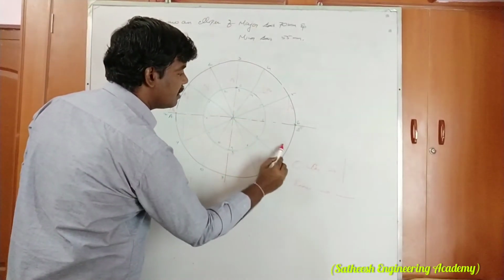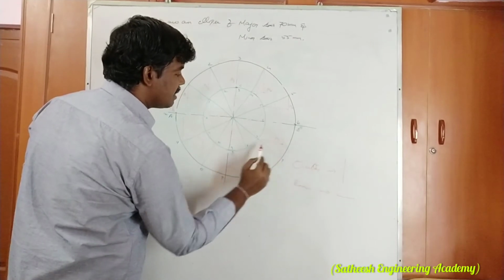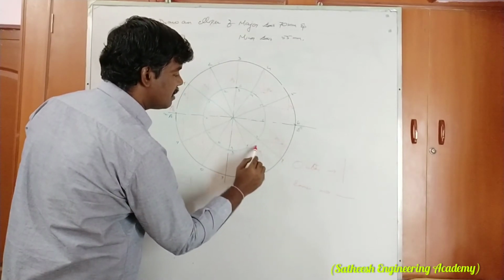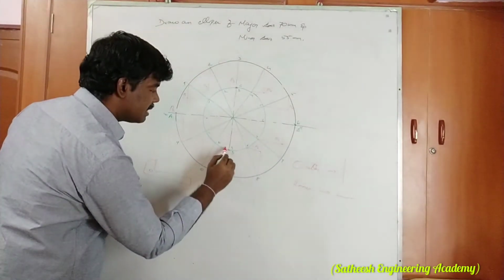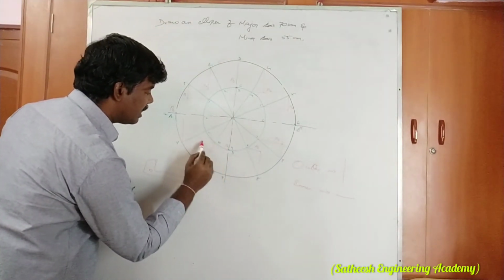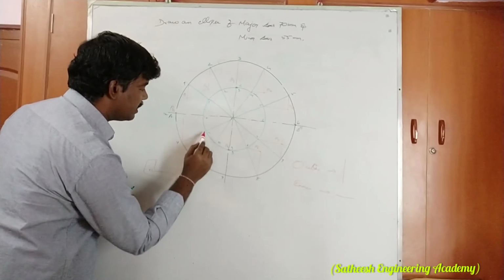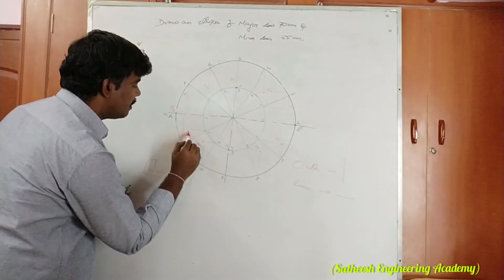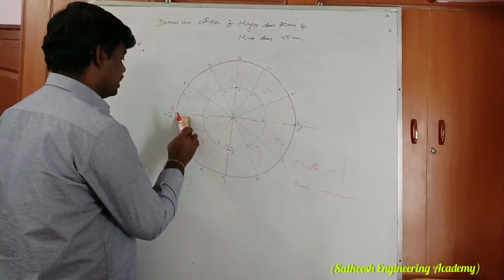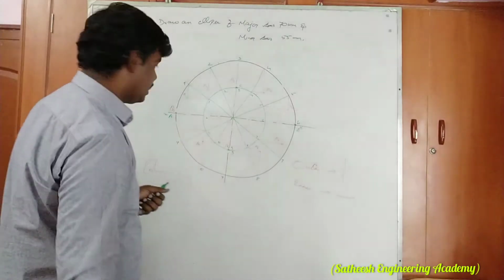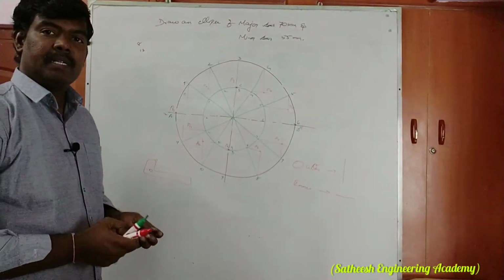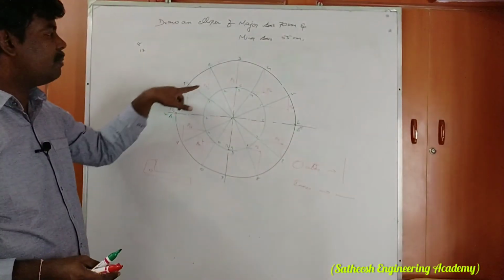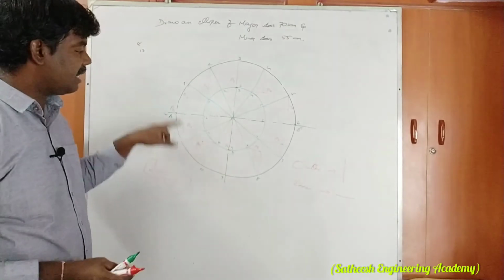From 7, P7. From 8, P8. From 9 as it is, P9. From 10, P10. From 11, P11. That P is nothing but points. Okay, that is the locus point. Completed. So we get P1, P2, P3, 4, 5, 6, 7 like that.